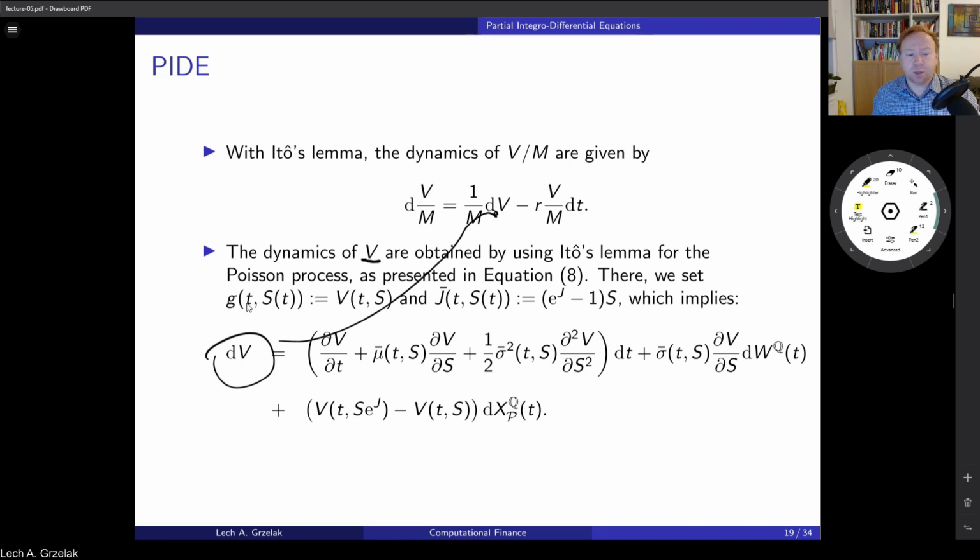As you can see here, we also did a substitution. Our V is a function g. If we apply Ito to g, then we essentially apply Ito to V. We also use J bar, which is equal to e^s minus 1. This is just for simplification, so that the equation fits the slide.